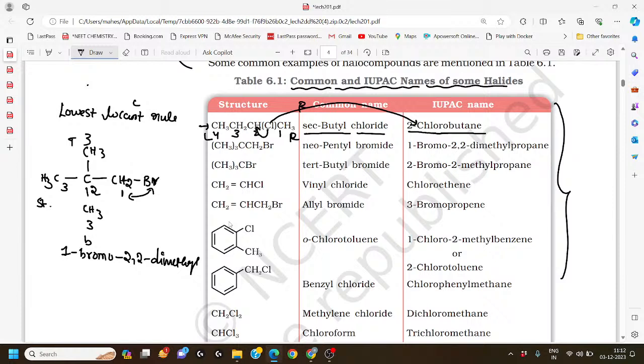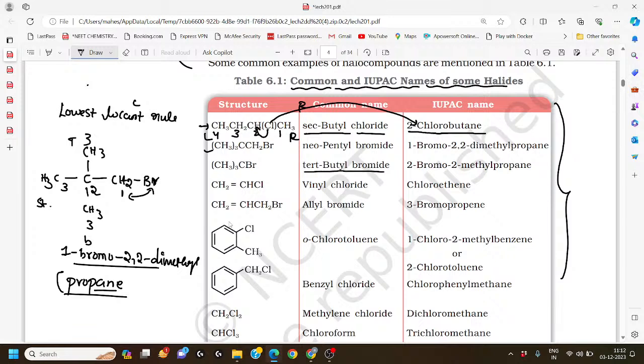Total number of carbons are 3. So propane. We observe that why, because N comes in here, and why, because the single bonds are present between the atoms. That's why propane. 1-bromo-2,2-dimethylpropane. I hope the second one is also clear to you. Third one in the same manner.